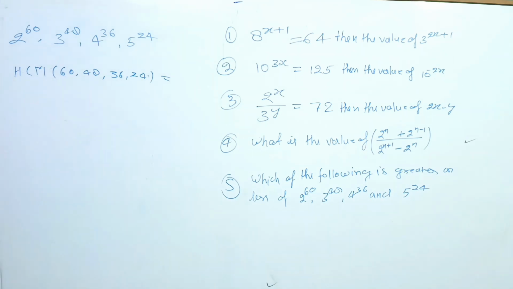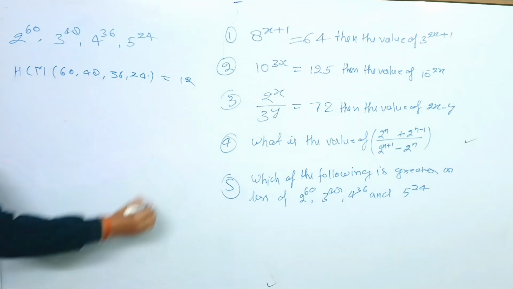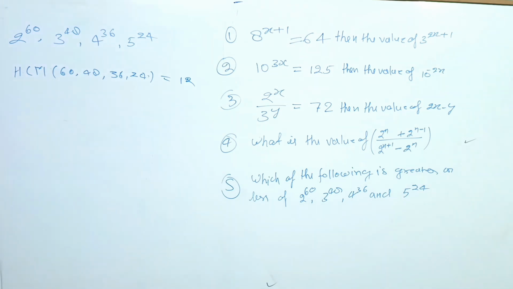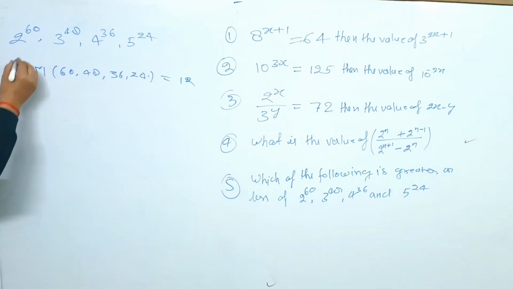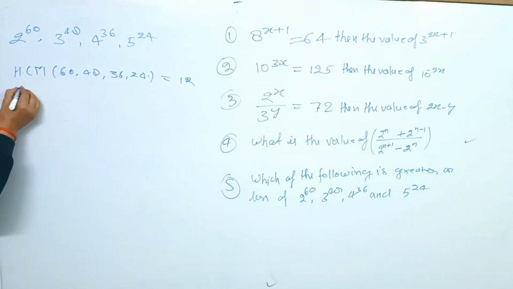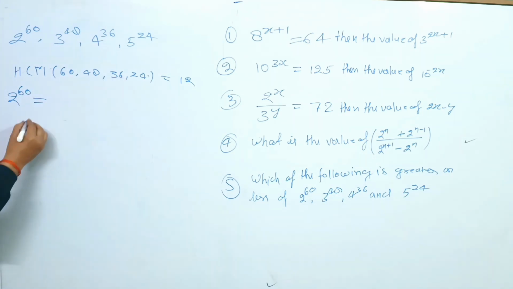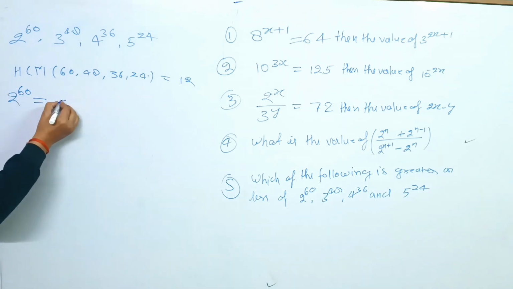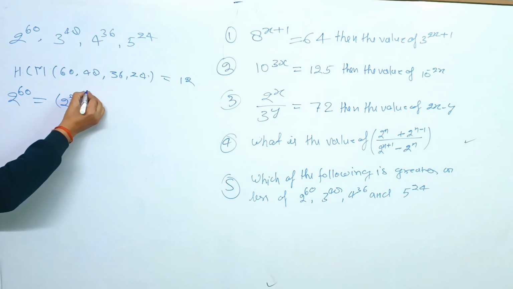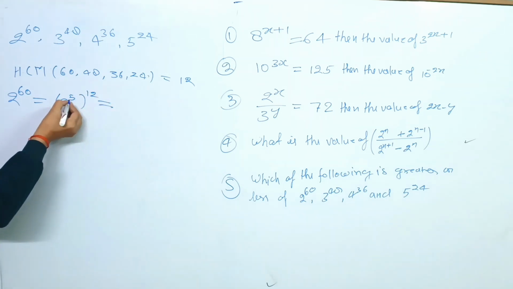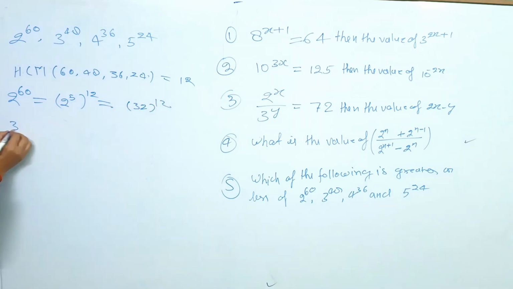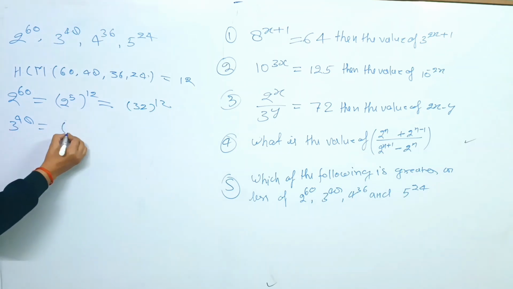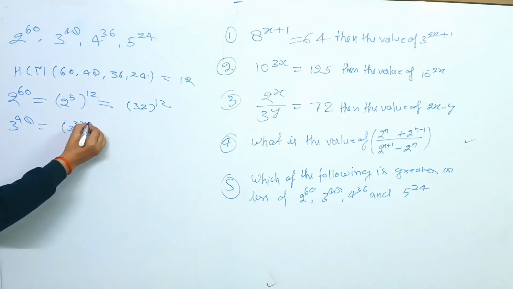The HCF of these quantities is 12. That means 12 is the greatest integer which divides these quantities. So the HCF is 12. Now we can write each one in the form of a power of 12. We can write 2 to the power 60 as 2 to the power 5 into 12. That means we can write (2 to the power 5) to the power 12, which is 32 to the power 12. Next, 3 to the power 48.